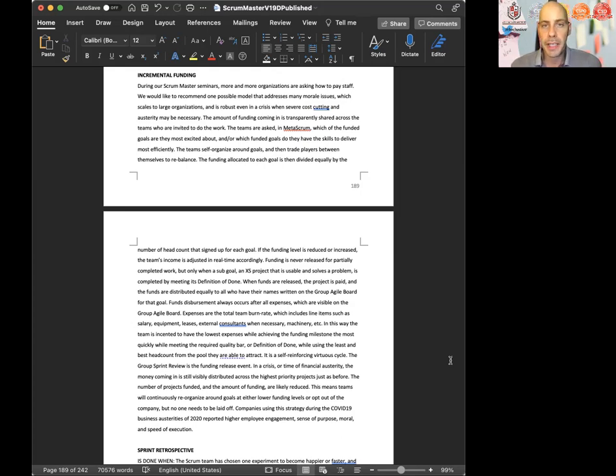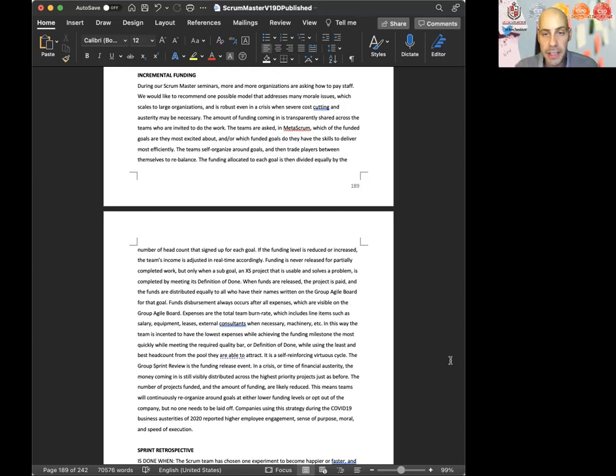The amount of funding coming is transparently shared across the teams who are invited to do the work. The teams are asked in Metascrum, which of the funded goals are they most excited about? And or which funded goals do they have the skills to deliver most efficiently? The teams self-organize around goals and then trade players between themselves to rebalance. The funding allocated to each goal is then divided equally by the number of headcount that signed up for each goal. If the funding level is reduced or increased, the team's income is adjusted in real time accordingly.